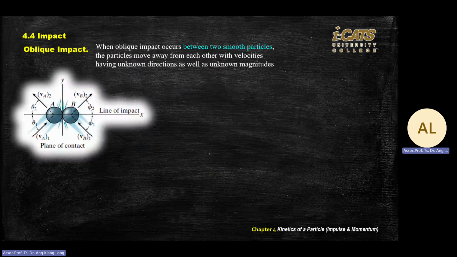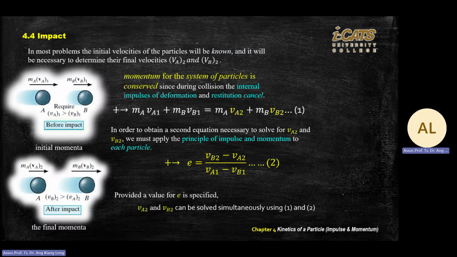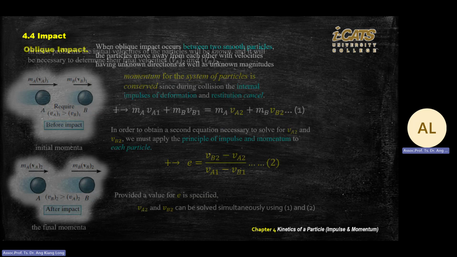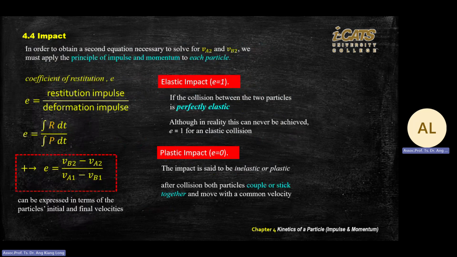Okay, we continue. Just now we went through central impact, and we stopped at the coefficient of restitution. The coefficient of restitution is the velocity after divided by the velocity before, and you always take the big number minus the small number.